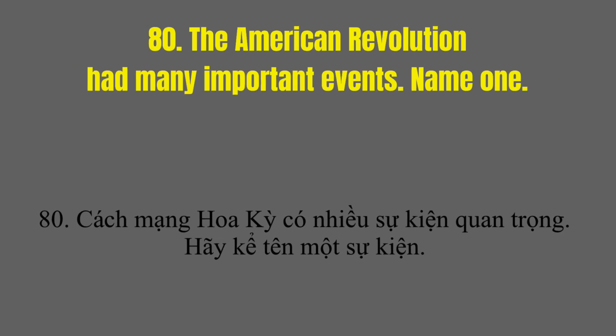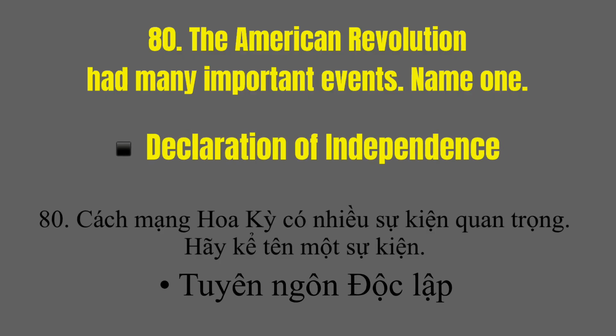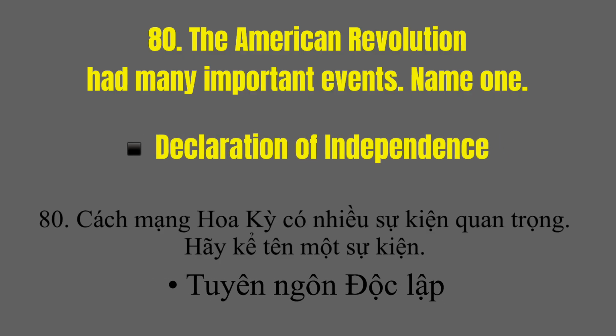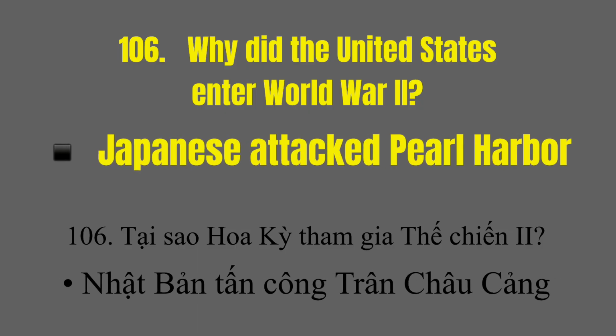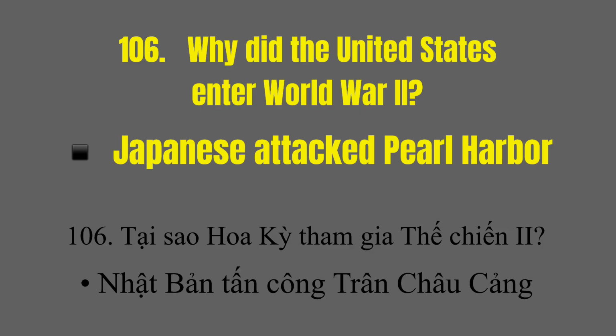The American Revolution had many important events. Name one. Declaration of Independence. Why did the United States enter World War II? Japanese attacked Pearl Harbor.